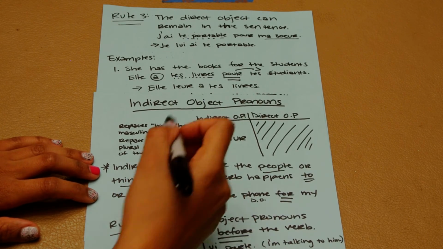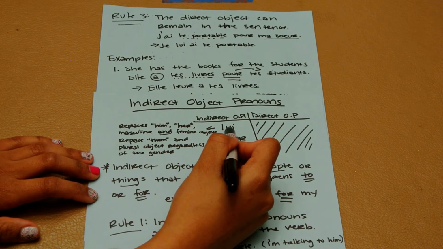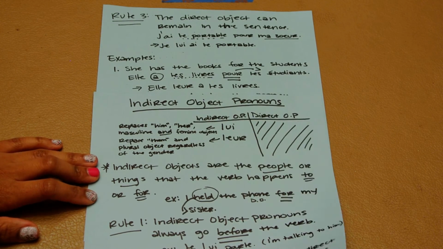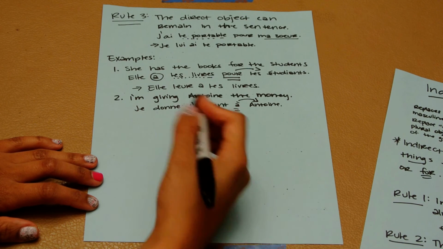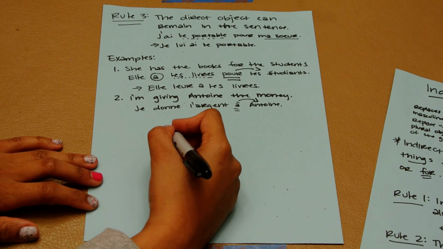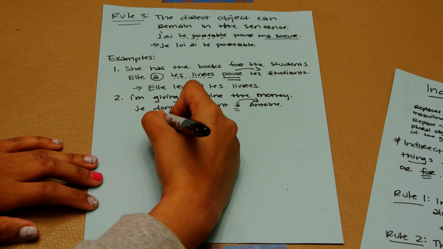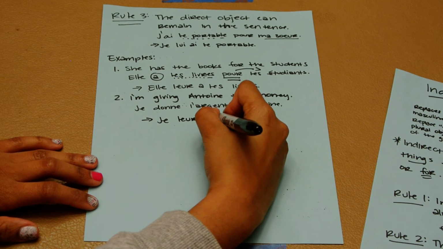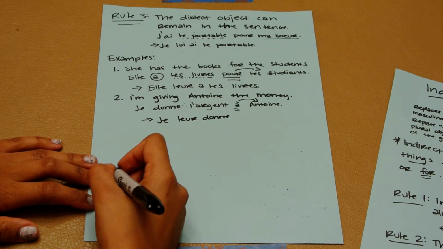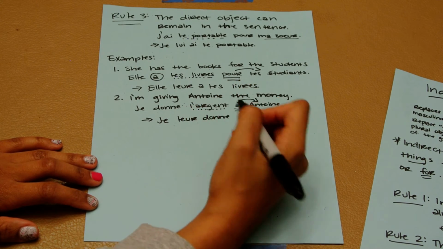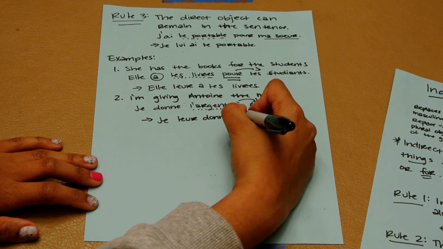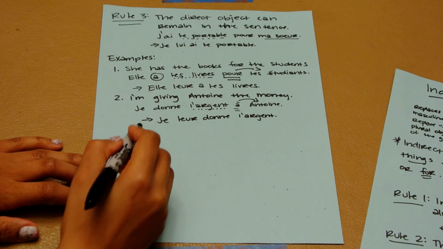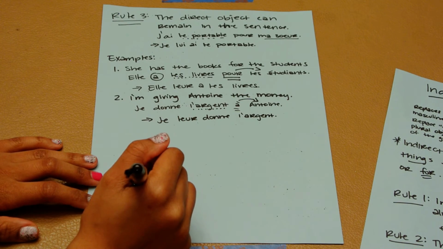Antoine is masculine, but it doesn't matter because lui is used for masculine or feminine. So we would replace Antoine with lui. Remember, it has to go before your verb, and then we cannot reuse Antoine because that's what we're replacing. So we would have je leur donne. And then we can still use l'argent because l'argent is our direct object. So, je leur donne l'argent.